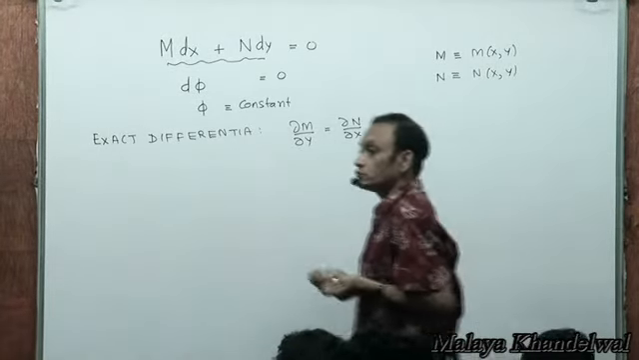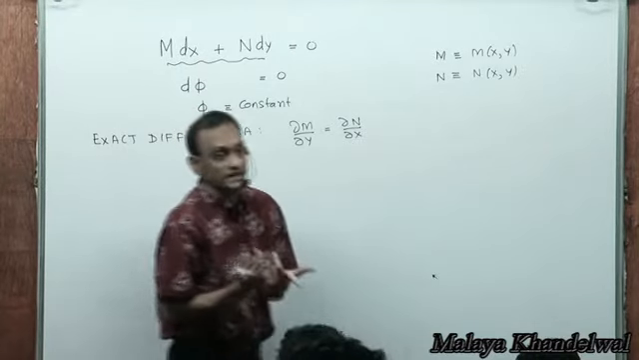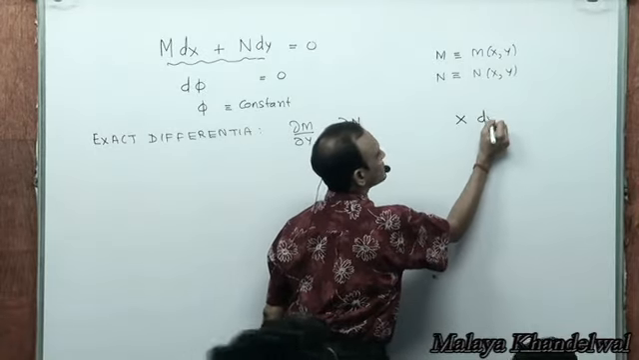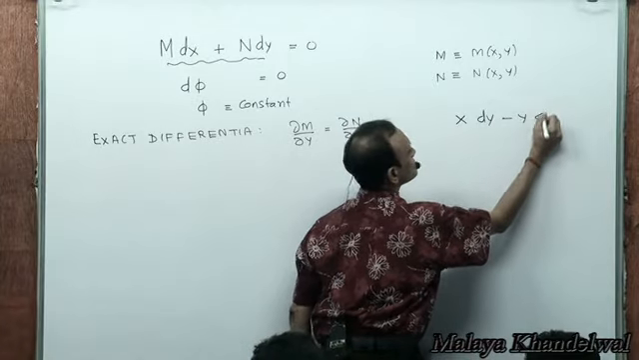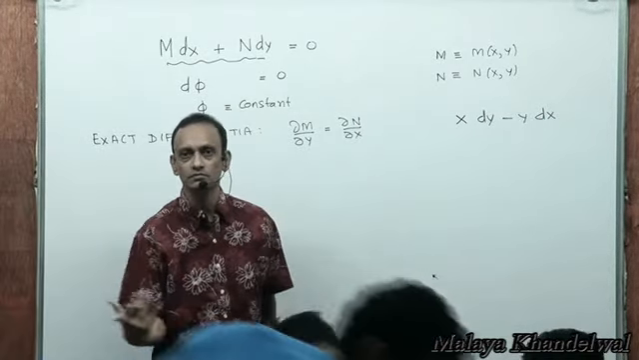What if it was not an exact differential? What if it was not an exact differential? For example, if you had something like x dy minus y dx kind of a thing.